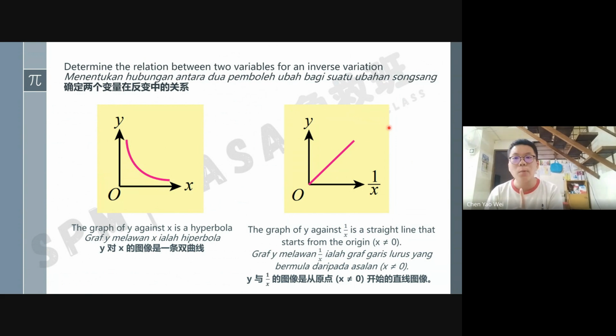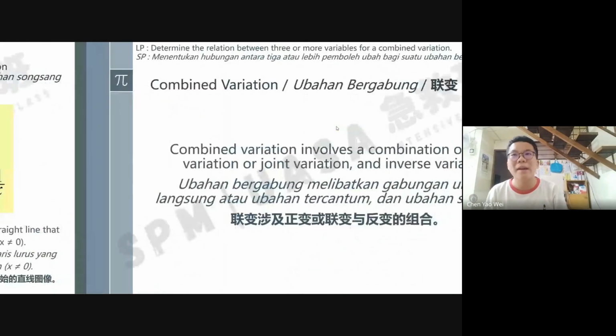And to determine the inverse variation, the equation must be a variation, and the line is touching the origin. If not, we cannot say that it is a variation. They didn't change at the same time. So we already know about inverse, direct, joint. Now we move on to combined variation.